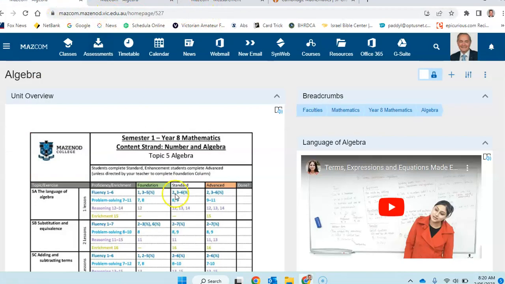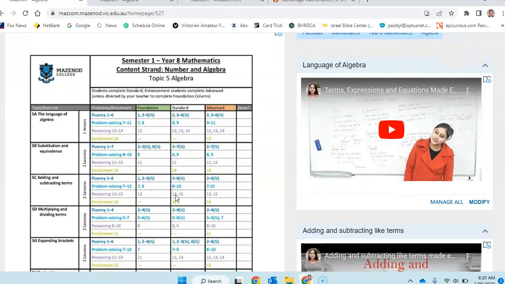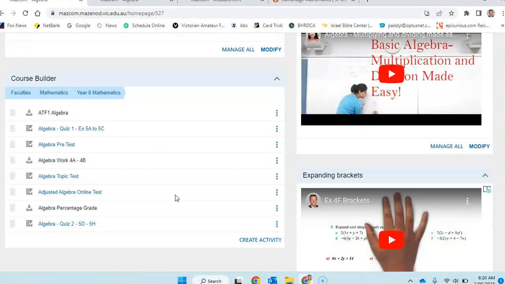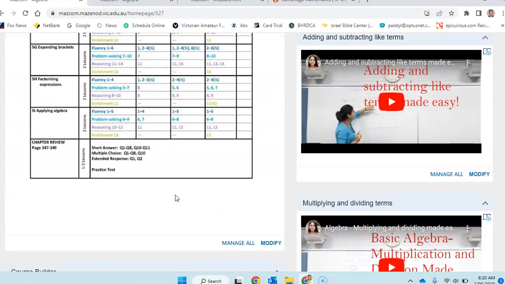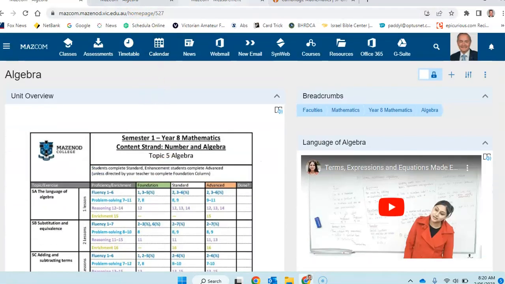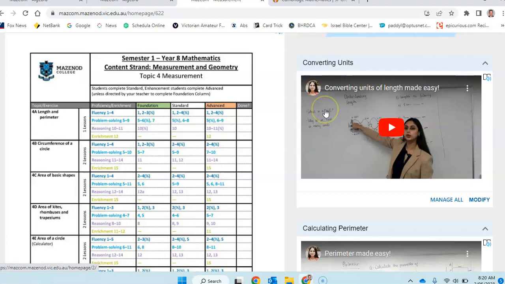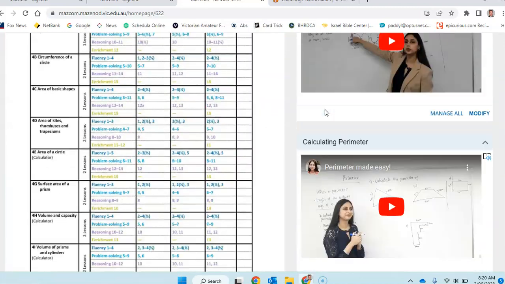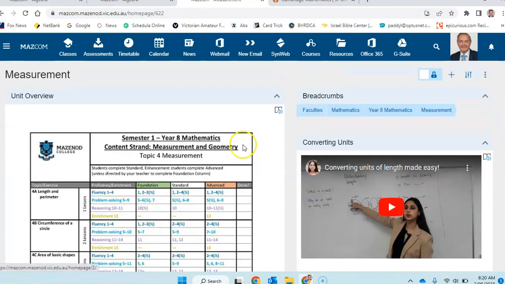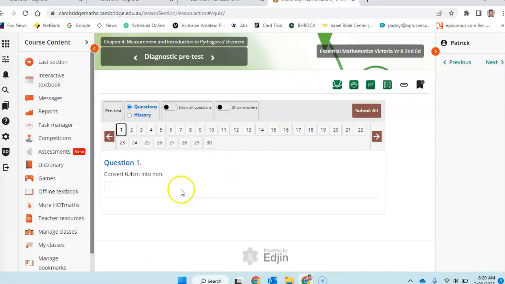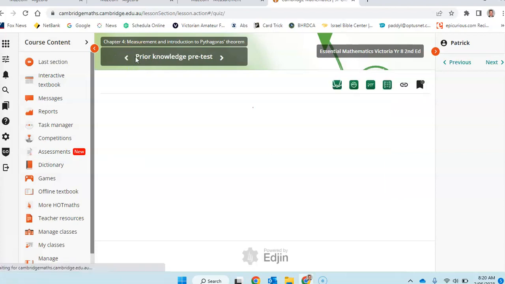Okay, so this morning we're getting ready for the algebra test, which is on Monday. And if you want to, you can start to have a look at the measurement. If you're happy with your revision, look at measurement, some of these videos here, and then start on these pre-tests. Okay, so that's for this morning.